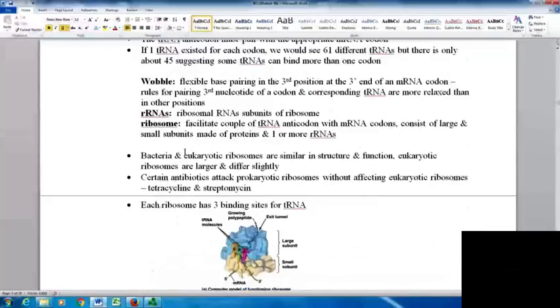Your rRNAs are the ribosomal RNAs. They're the subunits of the ribosome. So part of the structure of the ribosome is RNA itself. The ribosome is going to be the organelle that facilitates the coupling of the tRNA anticodon with the mRNA codon. They have a large and a small subunit that are made up of proteins and one or more RNAs.